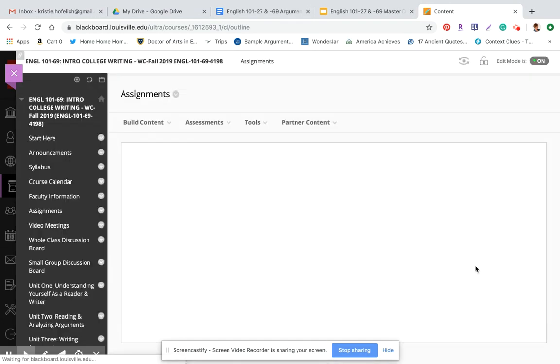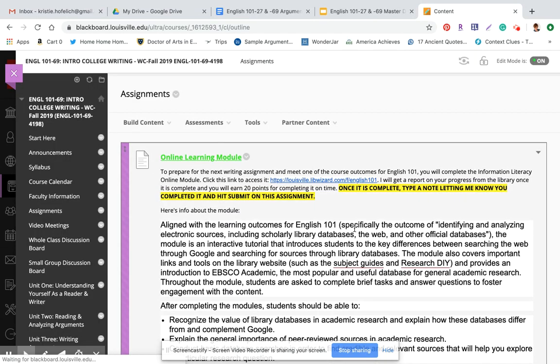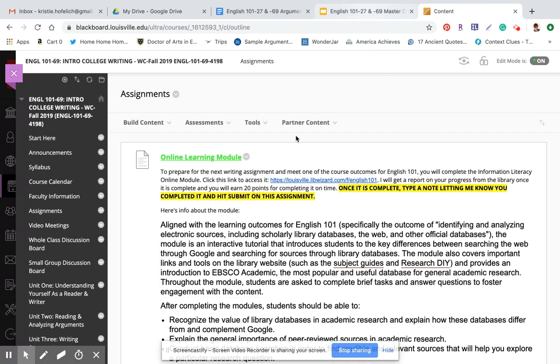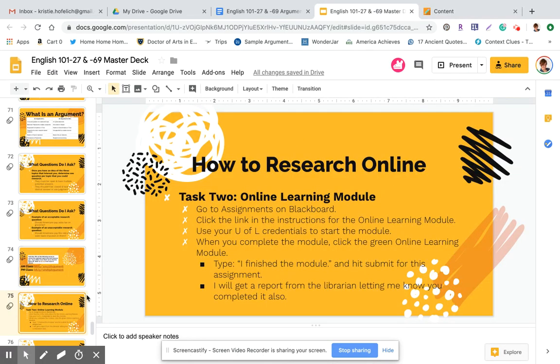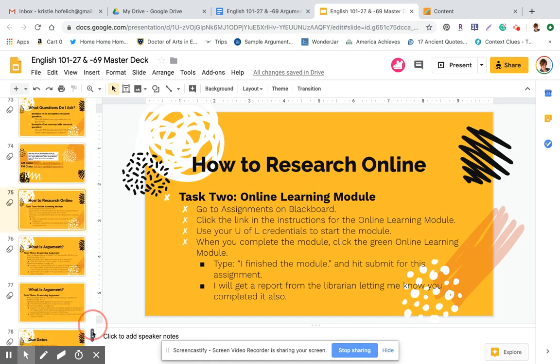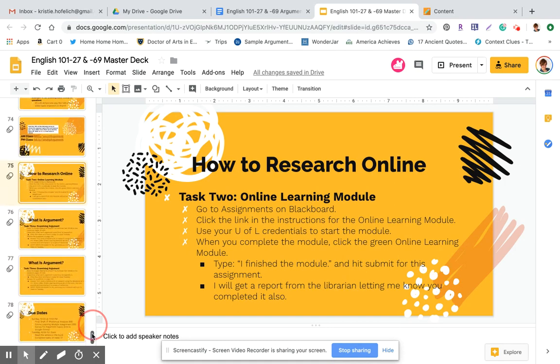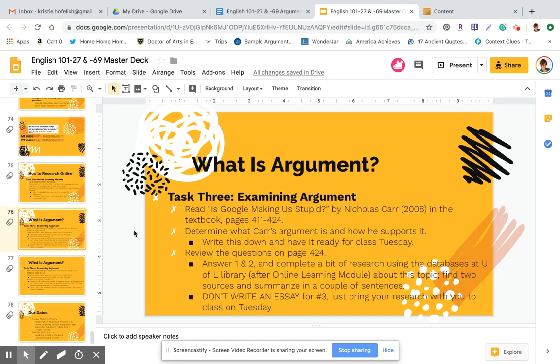When you're done, I will see that you're finished, and then I will also get a report from the librarian that you have finished. So don't get any ideas about hitting submit even though you haven't watched it. Further, you have a follow-up assignment that requires you to use what you learned to do something. So I'm going to know whether you did it or not. Not that I have to worry about that with you lovely people, but I'm just letting you know in full transparency that I can tell whether or not you did it.